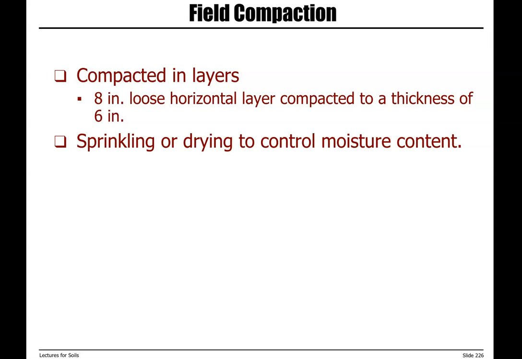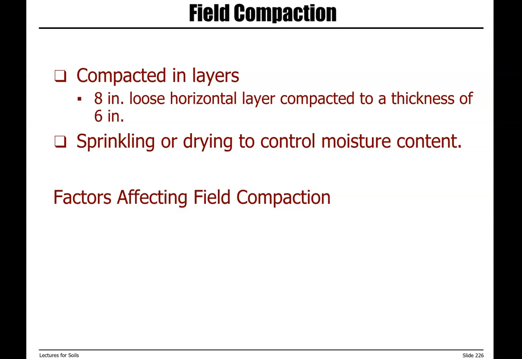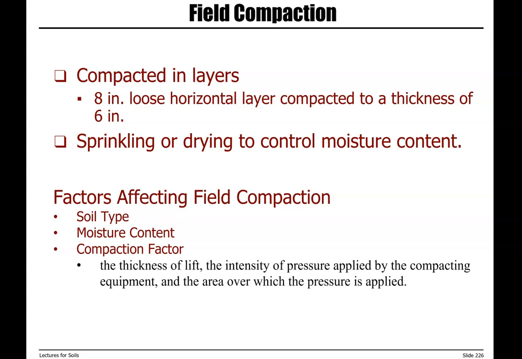We need to control the moisture content and also consider factors affecting field compaction, which include the type of soil that we have: well graded, poorly graded, coarse material, fine material, does it have clay or not, and moisture content. And the compaction factor, which basically means the thickness of lift, the intensity of pressure, the external pressure that is applied by the equipment, and the area over which the pressure is applied.